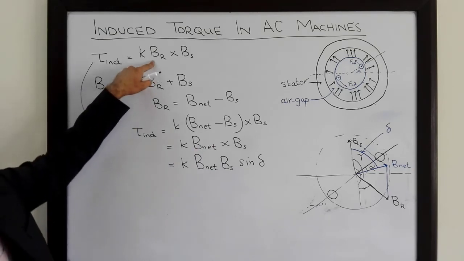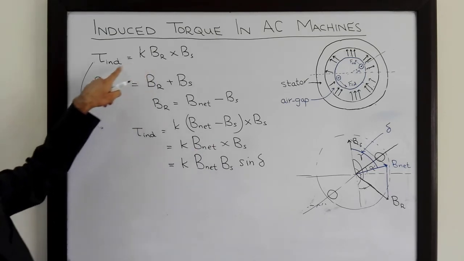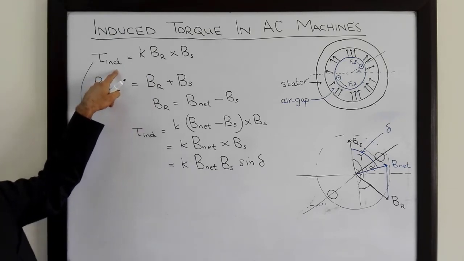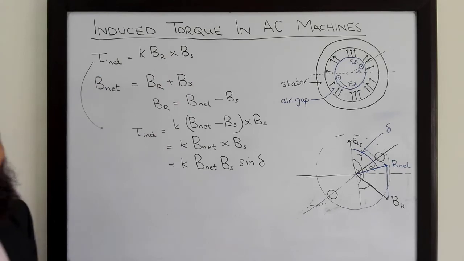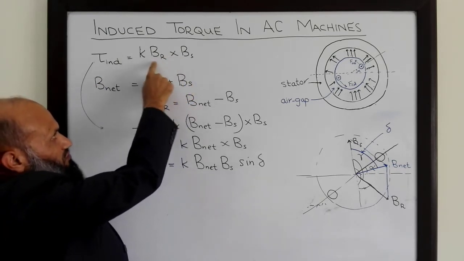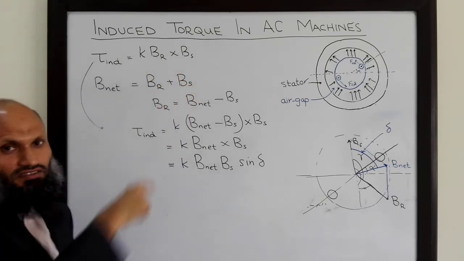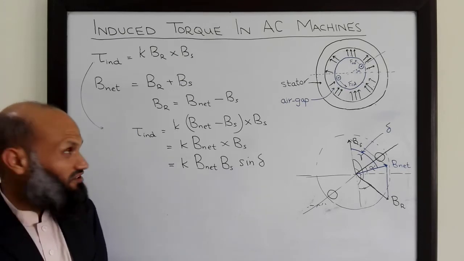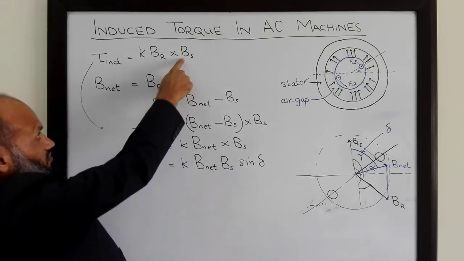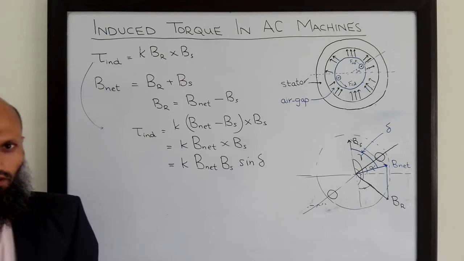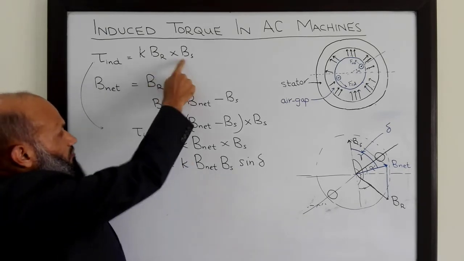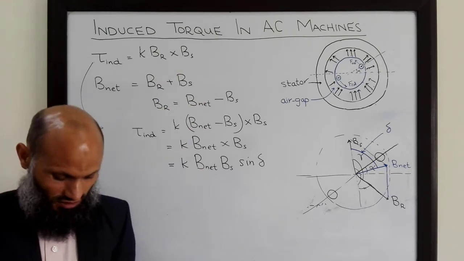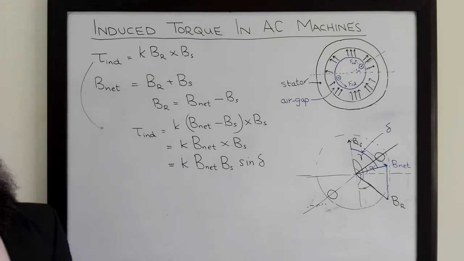So this expression means that induced torque will be such that it will tend to align both these magnetic fields. That is, it will be maximum when the angle between these two flux density vectors is 90 degrees, and it will be 0 when these vectors are parallel. So induced torque will tend to align the two magnetic fields, and that is basically the basic working principle of synchronous motors.